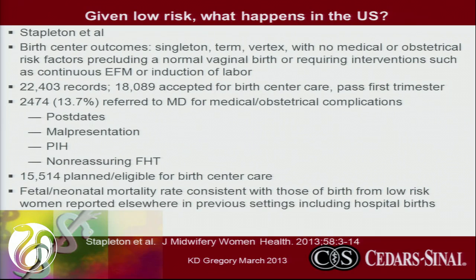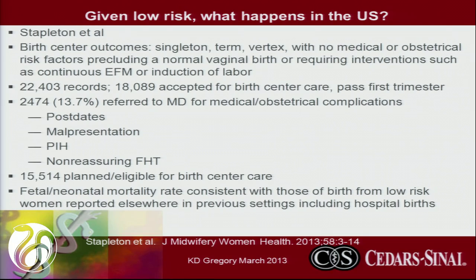And timing is everything. This paper was recently published in the last month, and it's very well timed. I thank you for that. And this is looking at birth center outcomes in single, term, vertex pregnancies with no medical or obstetrical risk factors precluding a normal vaginal birth or requiring interventions such as continuous electronic fetal monitoring or induction of labor. They started off with 22,000 records, and 18,000 were ultimately accepted for birth center care past the first trimester. And in this population, 13.7% were referred to a physician for medical or obstetrical complications, primarily due to post-dates, malpresentation, PIH, or non-reassuring fetal heart rate tracing.